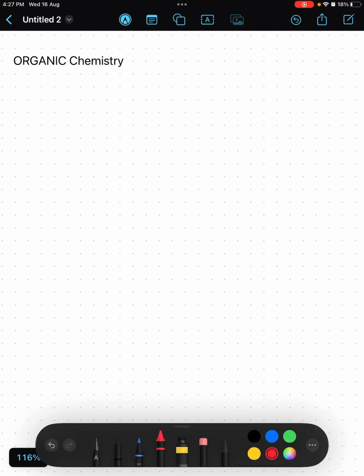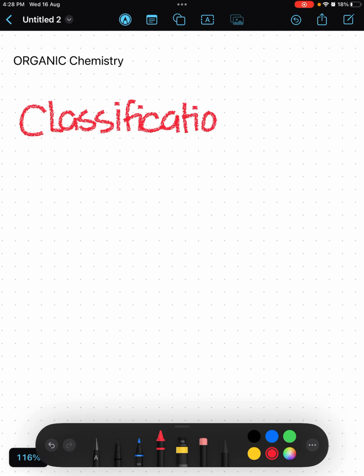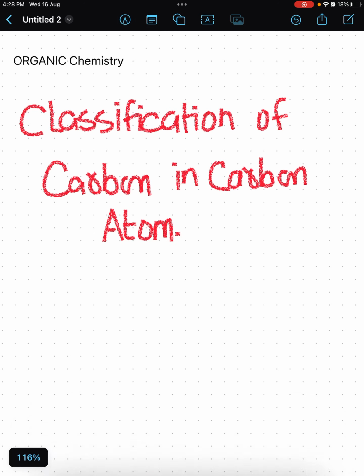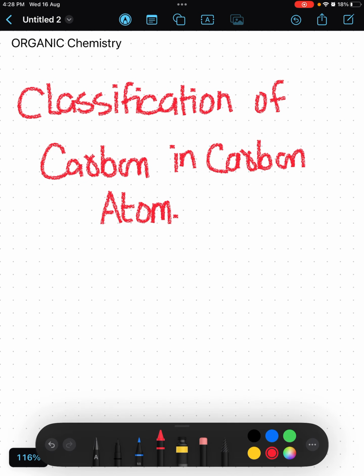So we were on organic chemistry in class 12 chemistry. Today we will discuss the classification of carbon, the classification of carbon in a carbon atom, right? Okay, and basically we have three types.